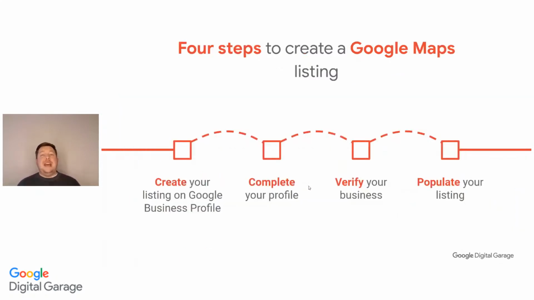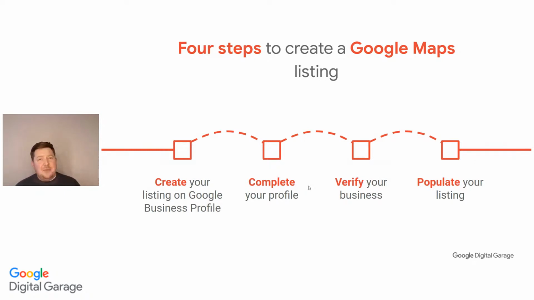So there's 4 steps to creating a Google Maps listing. First of all, create your listing on Google Business Profile. So literally, go to Google, type in Google Business, Google My Business. Once you've done that, you're going to have about 3 questions at the start. And once you put those questions online, you can then fill in those answers. And they're just like, what is my business? How many people are in your business? Where are you based? Very simple questions.